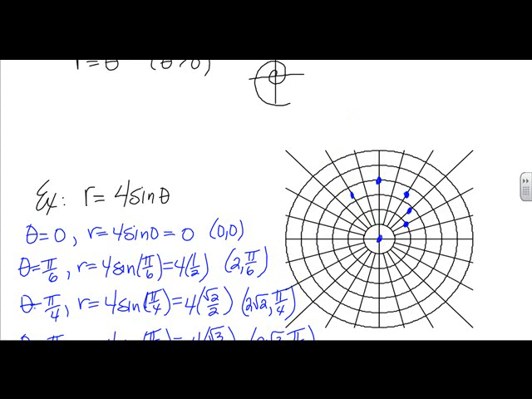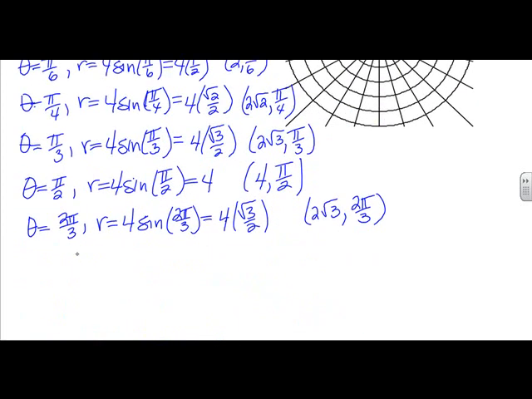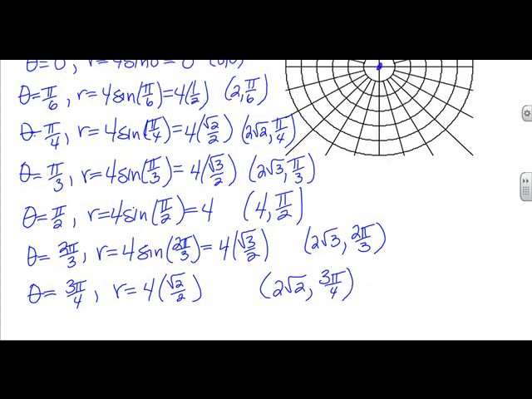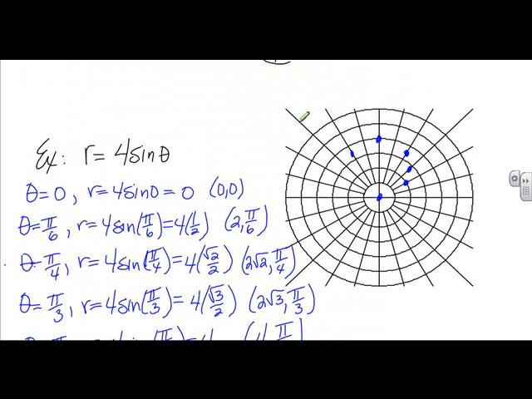And then we move on to the next special angle. Theta is 3 pi over 4. Sine of 3 pi over 4 is going to be square root of 2 over 2, so we're going to end up with the ordered pair (2 square roots of 2, 3 pi over 4). So I focus on the ray where 3 pi over 4 is, and then I count out not quite 3 units out that line. About right there.